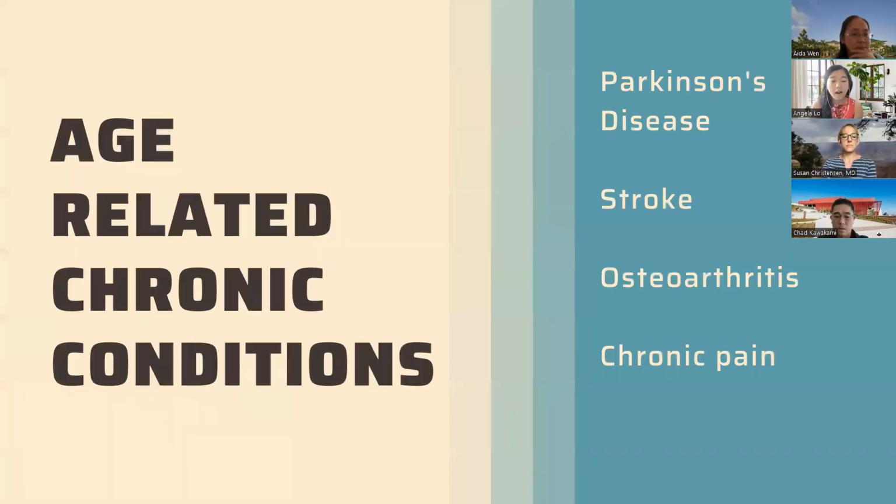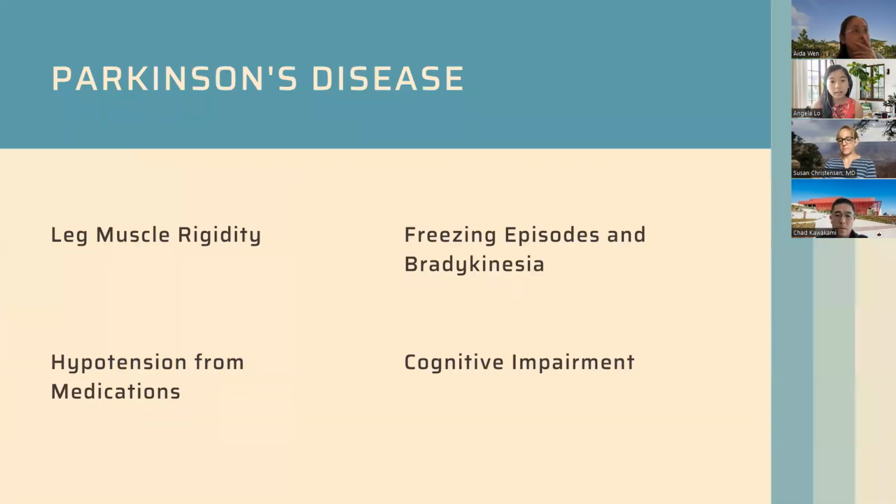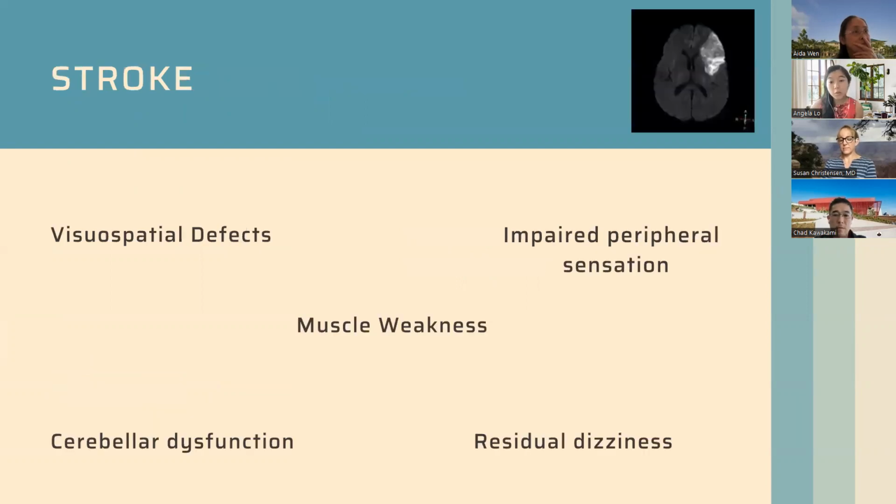In addition to them, we also have age-related chronic conditions, in particular Parkinson's disease, stroke, osteoarthritis, and chronic pain. In Parkinson's disease, you might see muscle rigidity or freezing episodes and bradykinesia, possibly hypotension as a result of the medications for Parkinson's, as well as cognitive impairments. For our stroke patients, they might have visual spatial defects and impaired peripheral sensation, muscle weakness, cerebellar dysfunction, as well as residual dizziness.